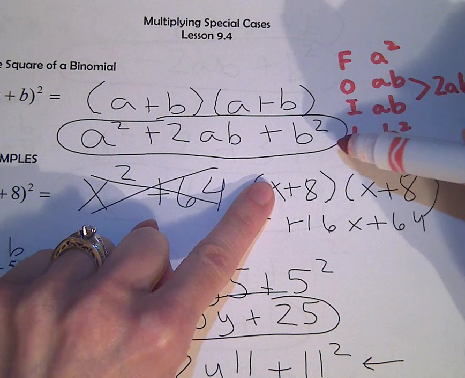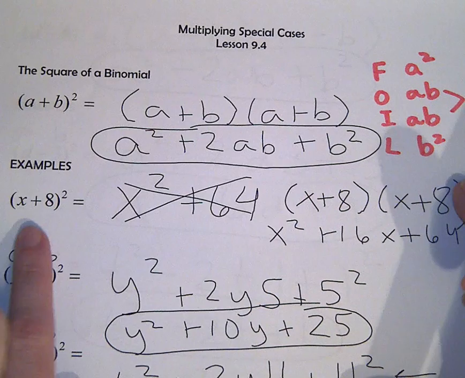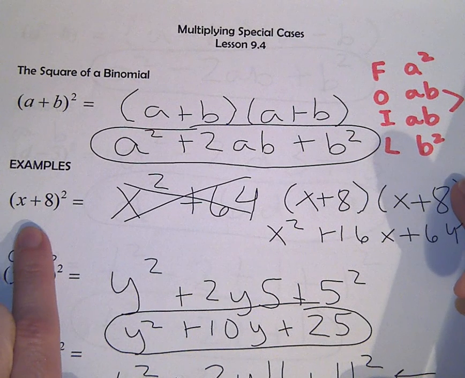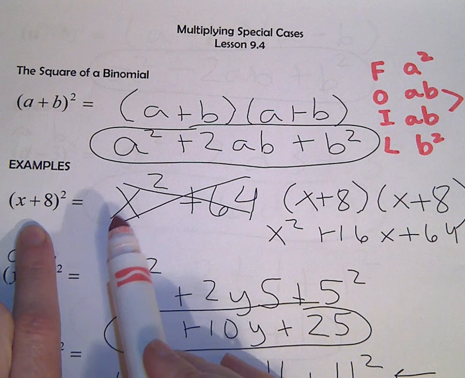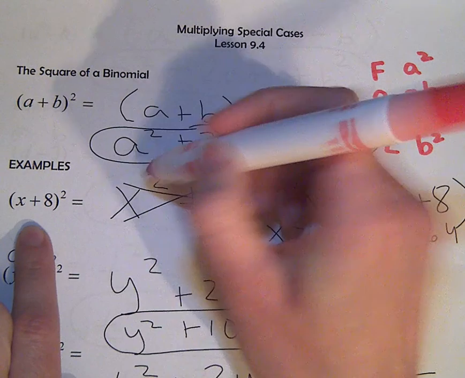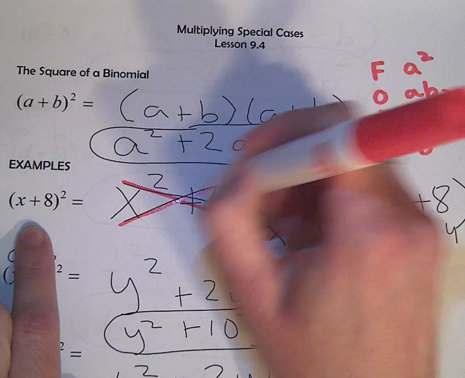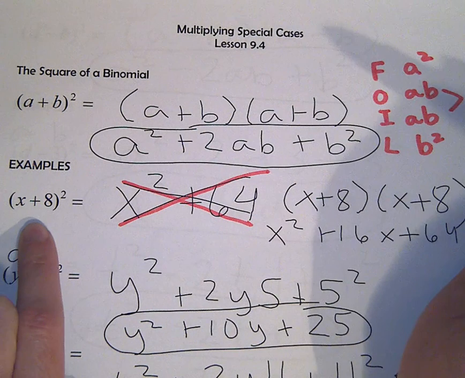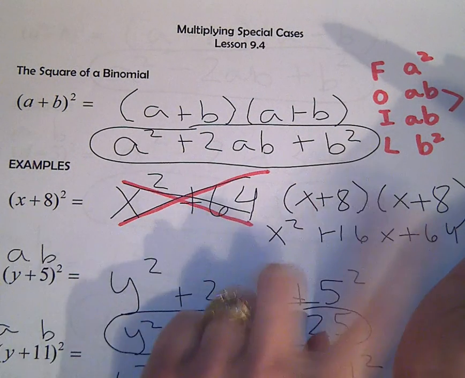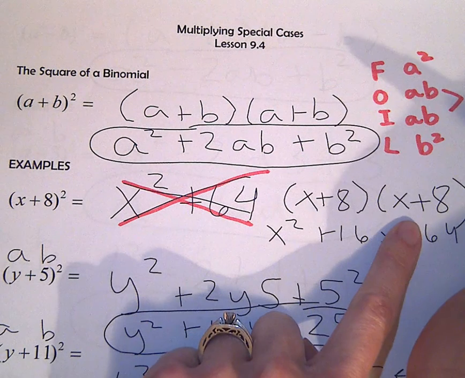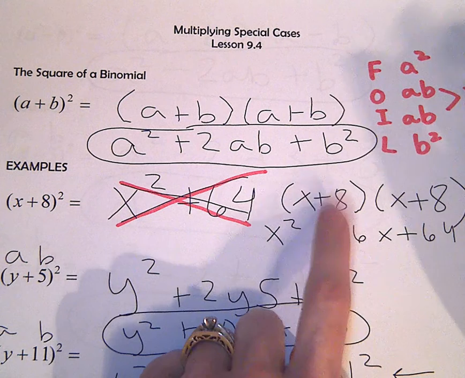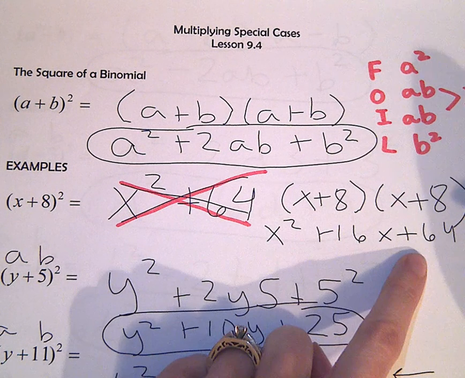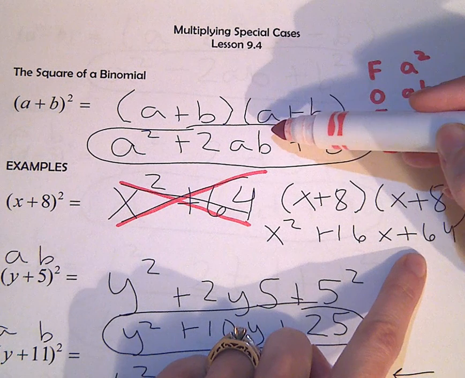So let's see what that actually means. For this first example, x plus 8 squared, I always see this common mistake. People will write, oh, that's just x squared plus 64. No, that is not x squared plus 64. Do not make that mistake. This is x plus 8 times x plus 8. So you could just go through and FOIL this out, and you would get x squared, 8x, and 64. Or if you remember this rule, you can use that.